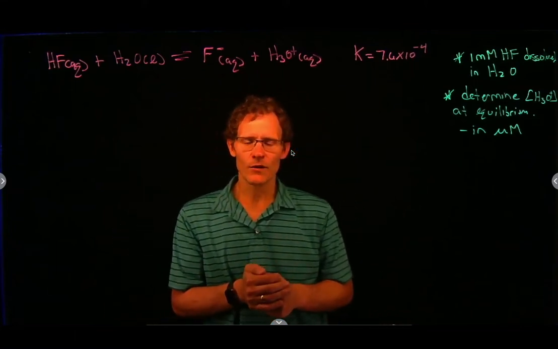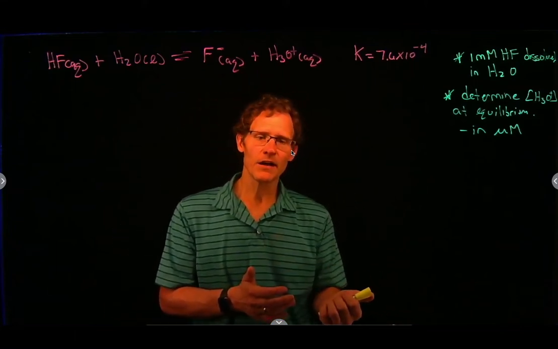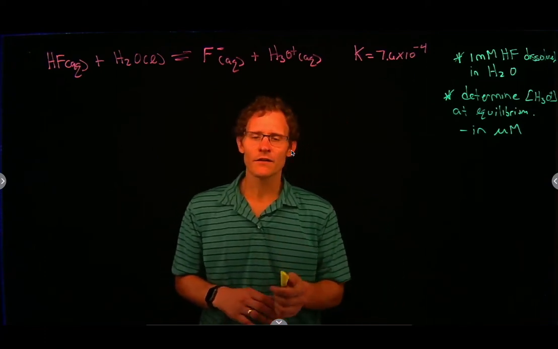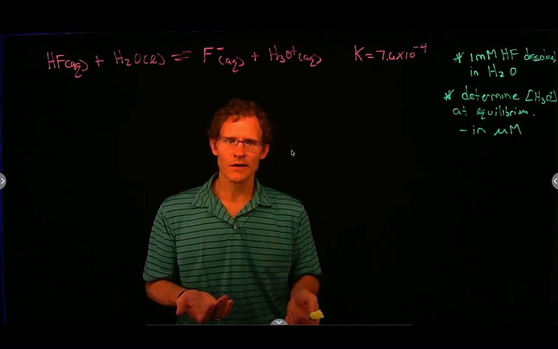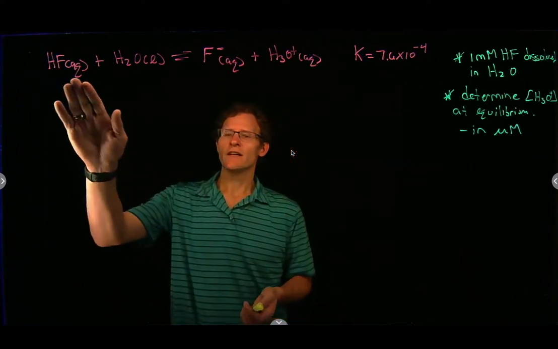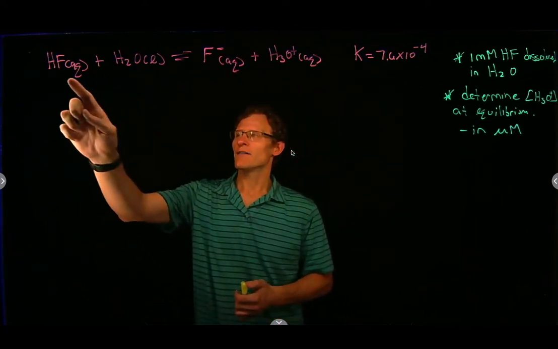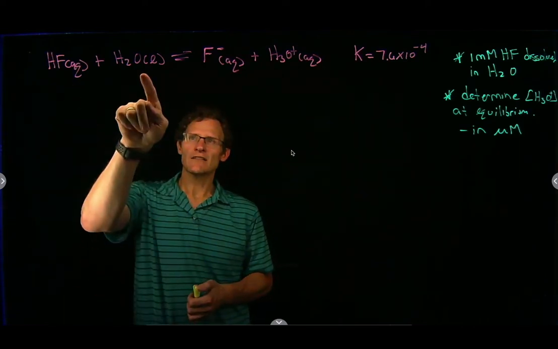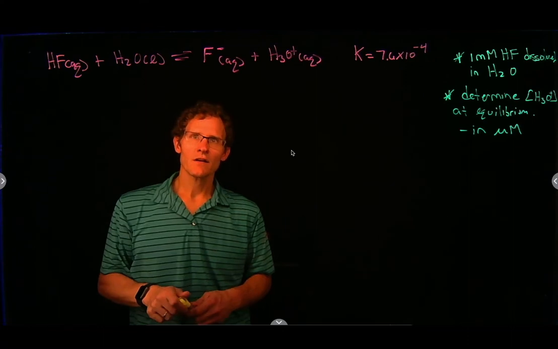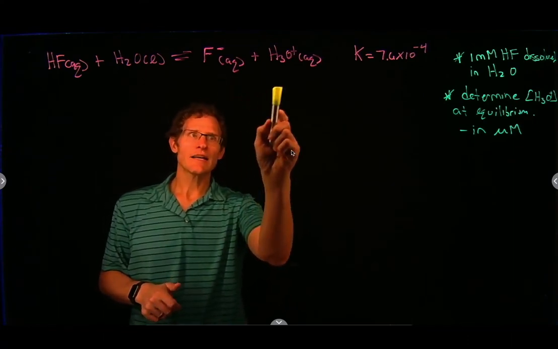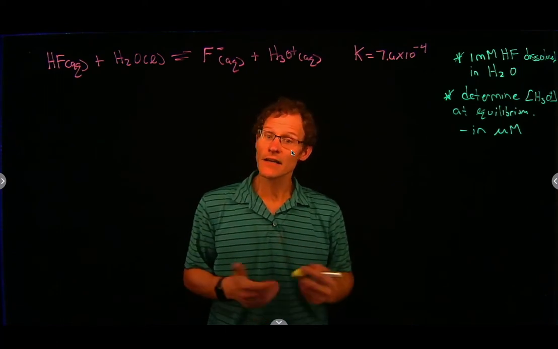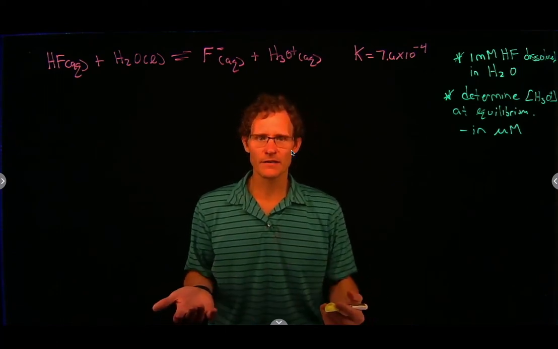In this video, we're going to go through one more example of a complicated equilibrium calculation that's going to involve the quadratic equation. In this case, we are given a reaction where we have hydrofluoric acid, an aqueous compound, reacting with water, a liquid. We end up with aqueous fluoride and aqueous hydronium. And we're told the equilibrium constant. It's small, but we know it.